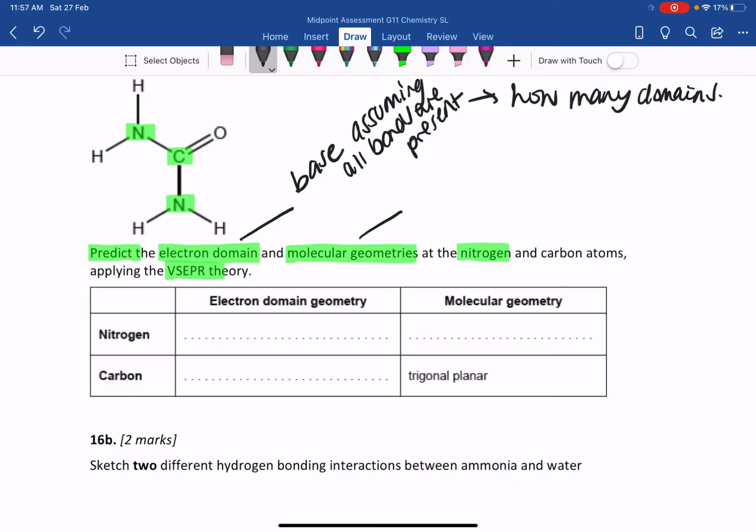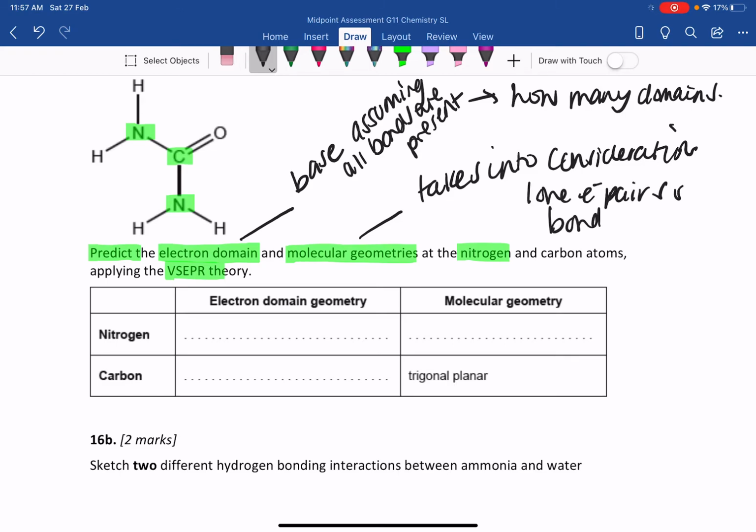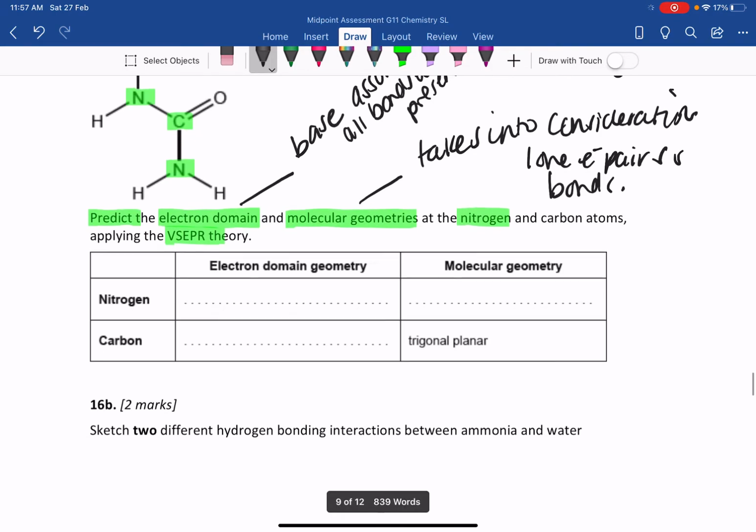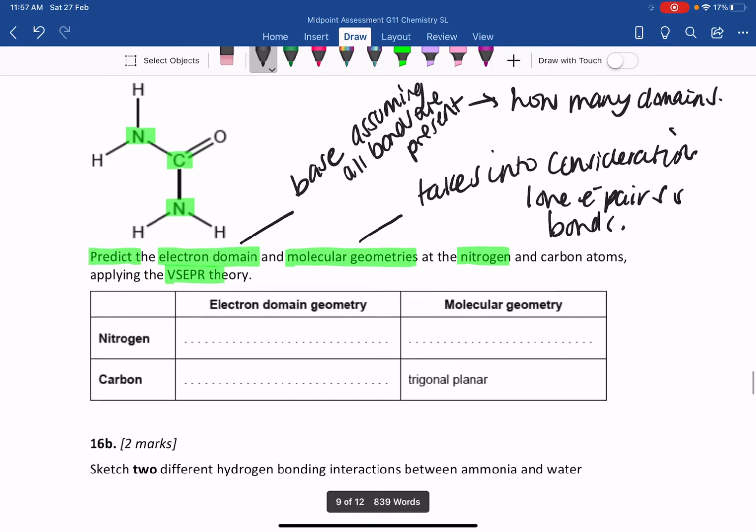Now, the molecular geometry, this one is the secondary geometry. This one takes into consideration things like how many lone pairs I have versus how many bonds I have. Okay, so electron domain geometry at the nitrogen.